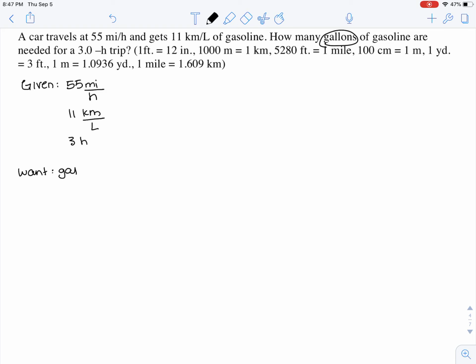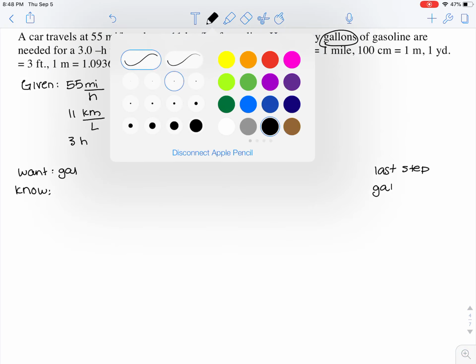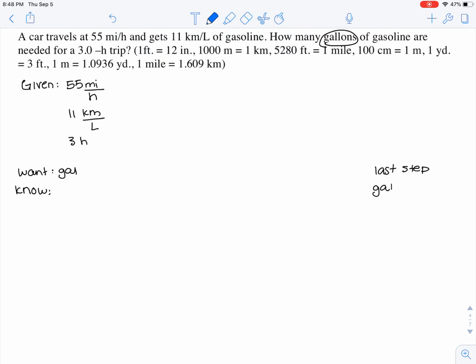Okay. So I want to be in gallons. What do I know here? Well, none of the units that I have are in gallons. I know that I want to end with gallons. That's my last step. But I need to get to gallons. Well, I see that I have a conversion factor that I know is 1 gallon is equal to 3.7854 liters.